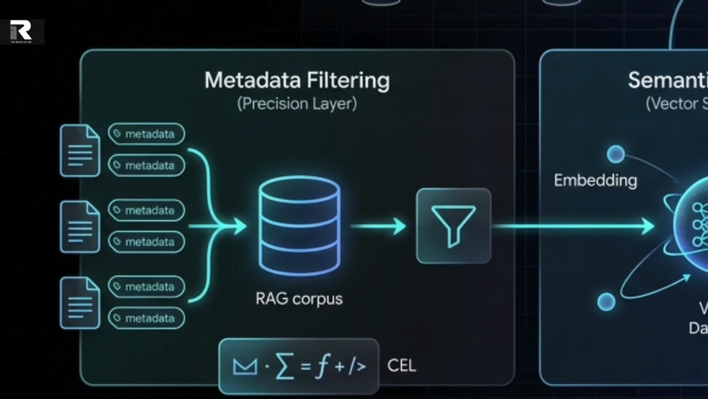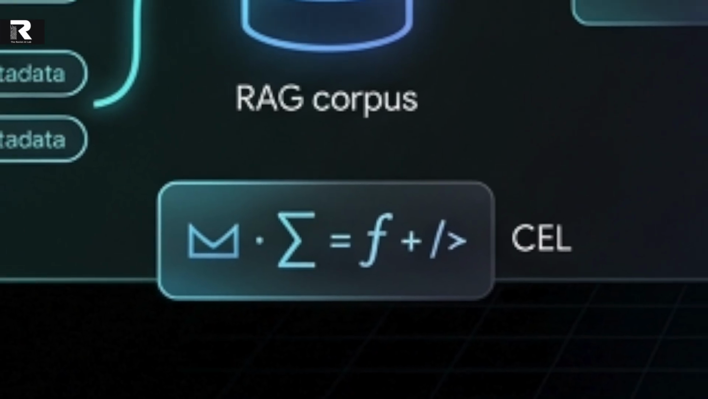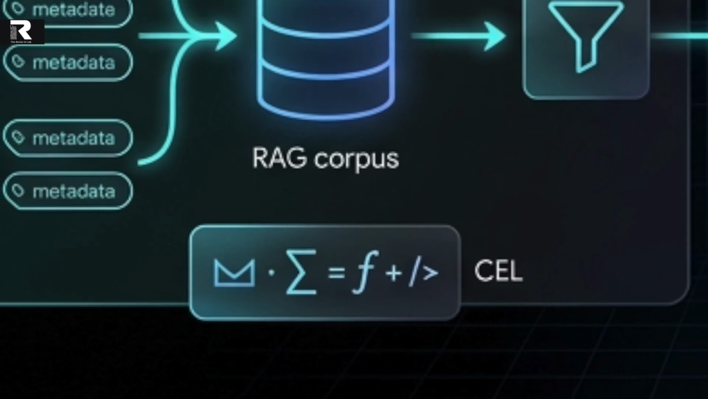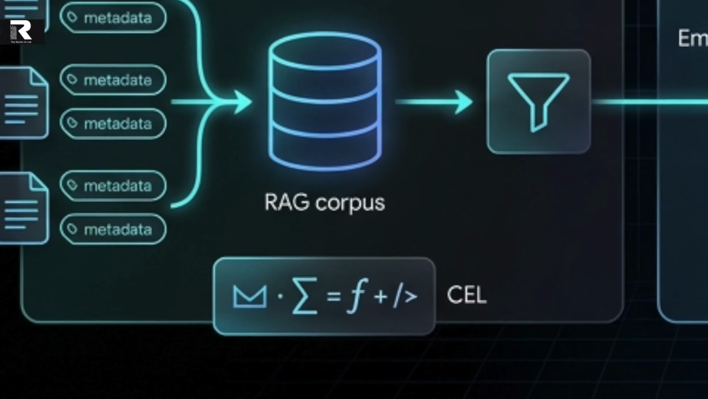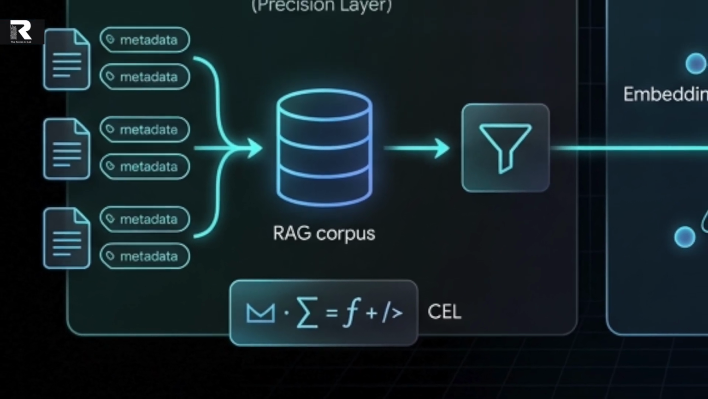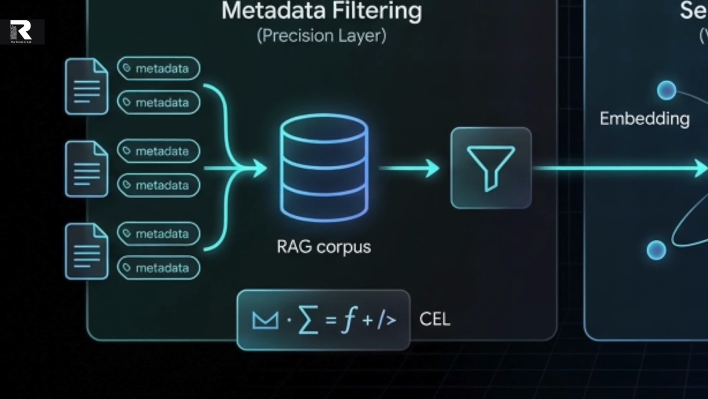Once configured, you can filter results using CEL, Common Expression Language, expressions. For example, metadata.department equals finance, and metadata.year greater than or equal to 2025. This ensures retrieval is restricted to the most relevant subset of documents, improving precision and reducing irrelevant matches.